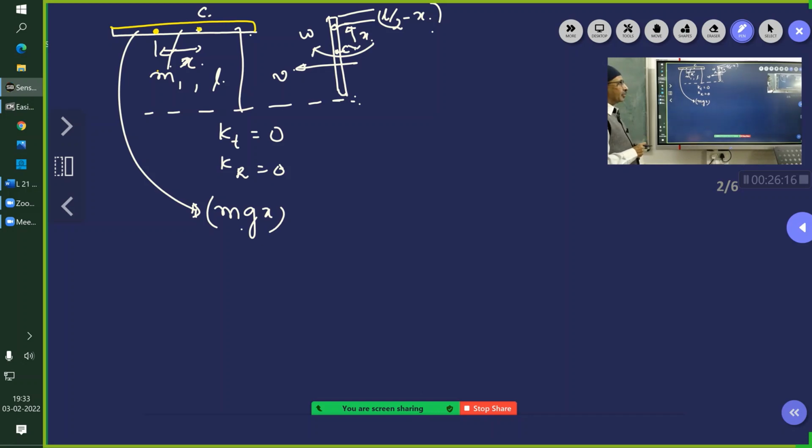Yes, sir. And now if you say the entire mass is concentrated here and this will move down here, that means this potential energy of the rod is now converted into kinetic energy.